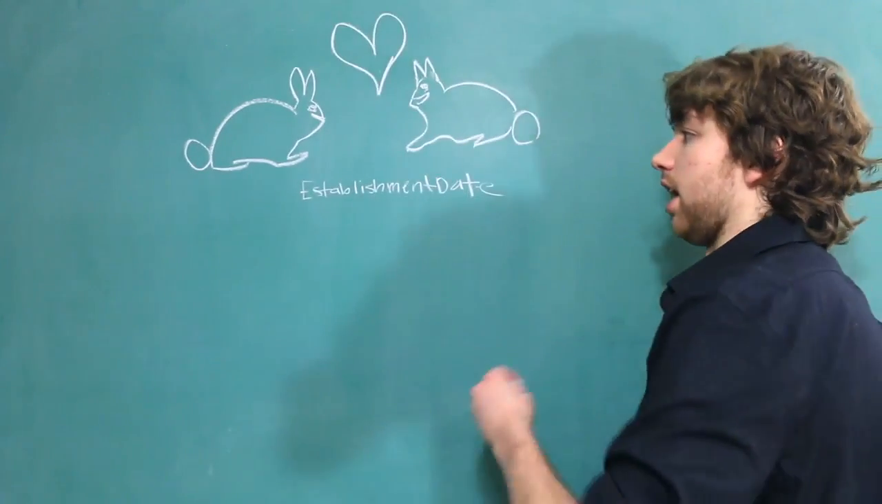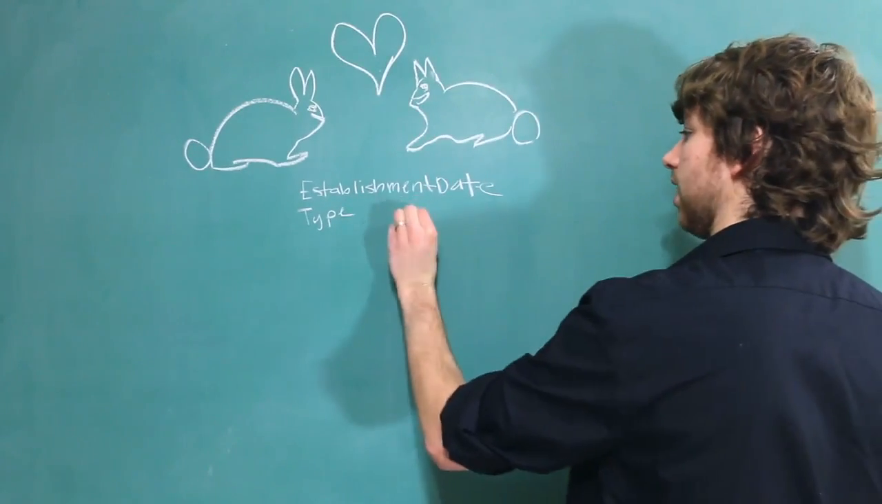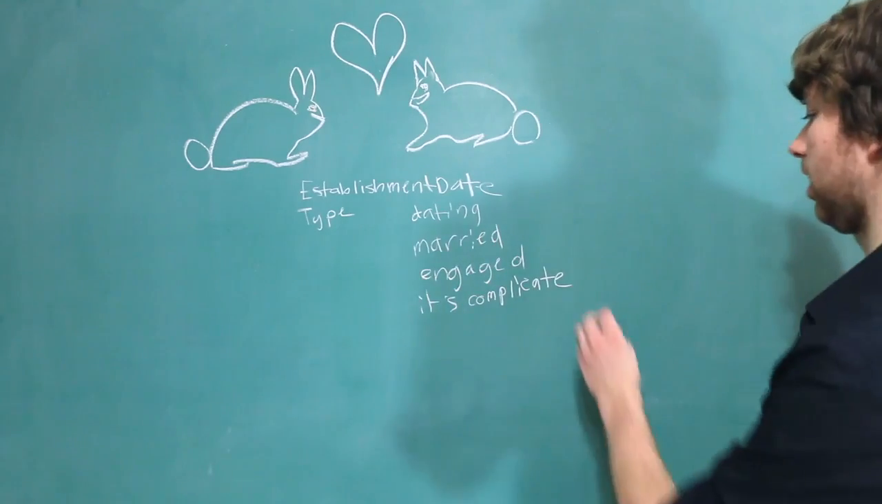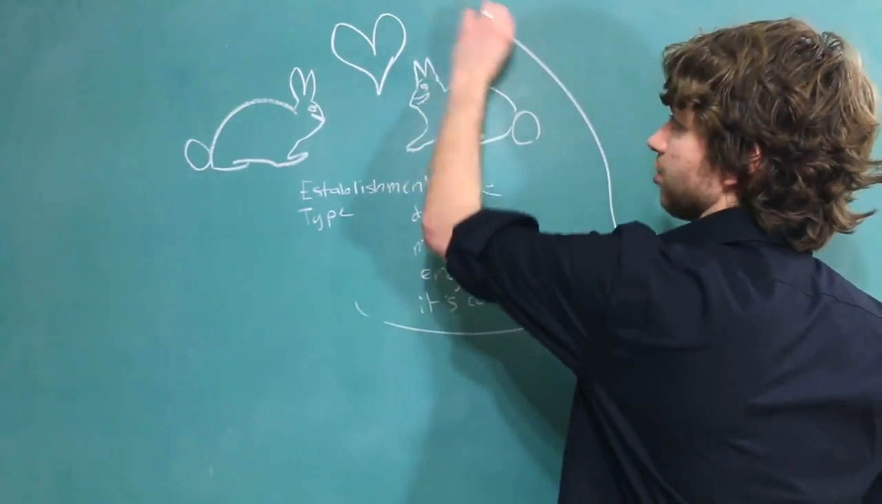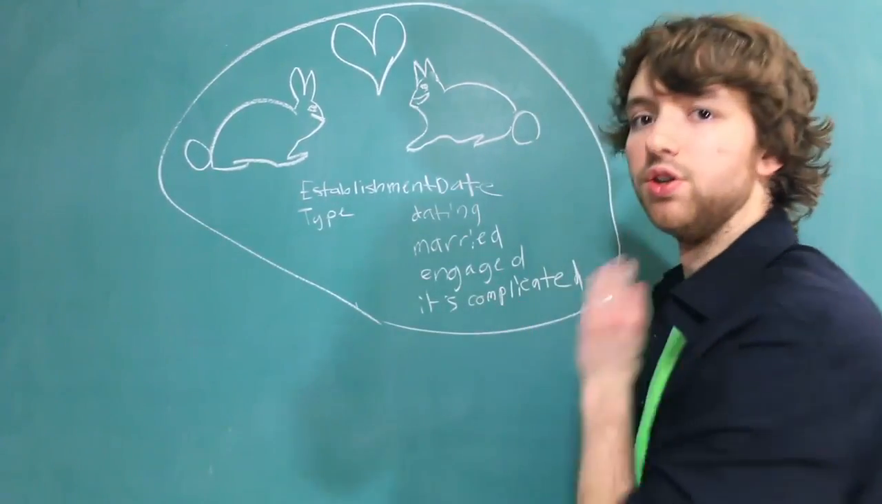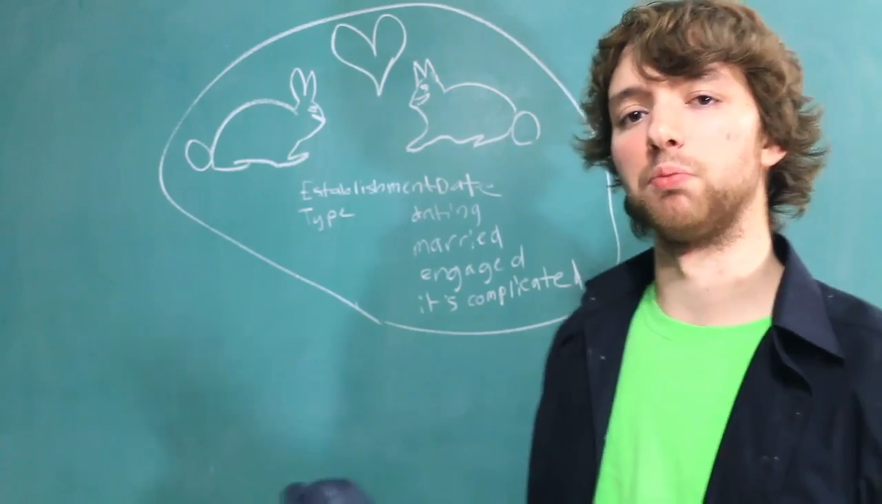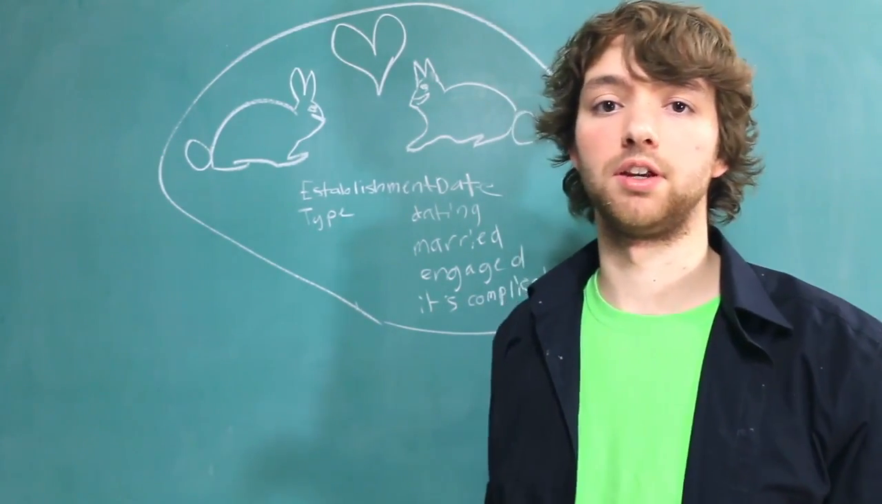We could also say type of relationship. For example, we could have dating, married, engaged, it's complicated, and so forth. This data all describes the relationship. So this would not be in violation of second normal form. Hopefully that describes second normal form pretty well. Just be careful of those intermediary tables because that's where it'll sneak in on you.